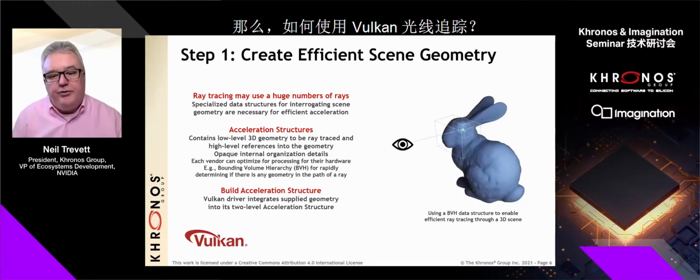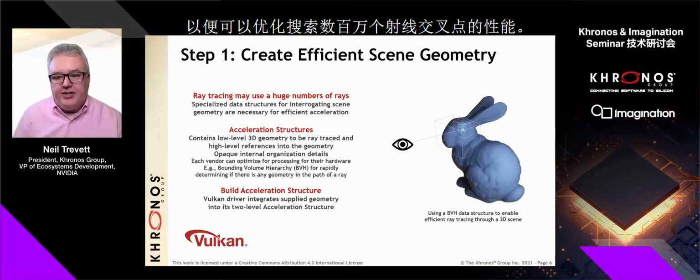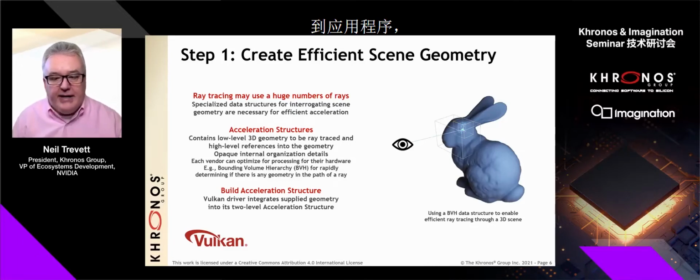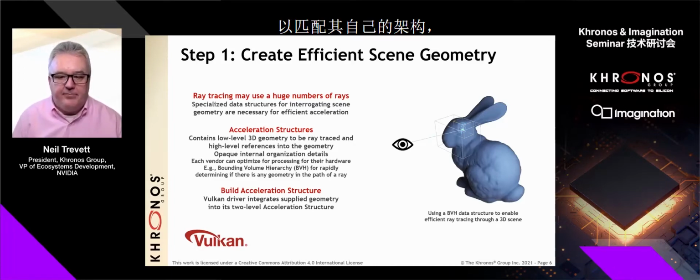So how do you use Vulkan ray tracing? Like many other ray tracing APIs, the first step is to build all the scene geometry into an efficient two-level acceleration structure so that searching for millions of ray intersections can be performance optimized. The precise internal organization of the Vulkan acceleration structure is opaque to the application so that the hardware vendor can optimize it to match their own architecture.